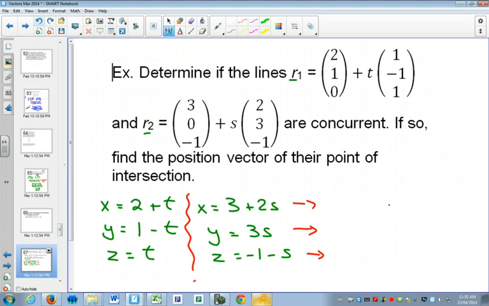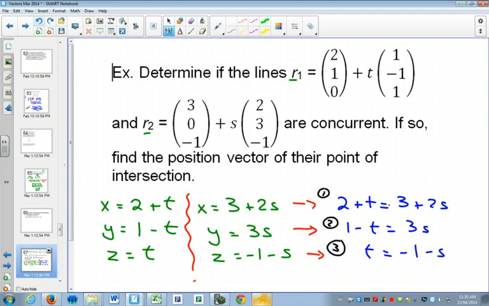So here our first equation is going to be 2 plus t equals 3 plus 2s. 1 minus t is equal to 3s. And t is equal to minus 1 minus s. I'm going to call these equation 1, equation 2, equation 3.